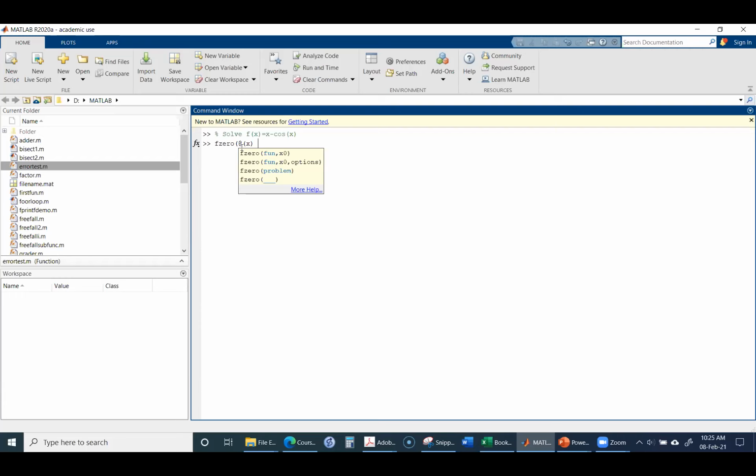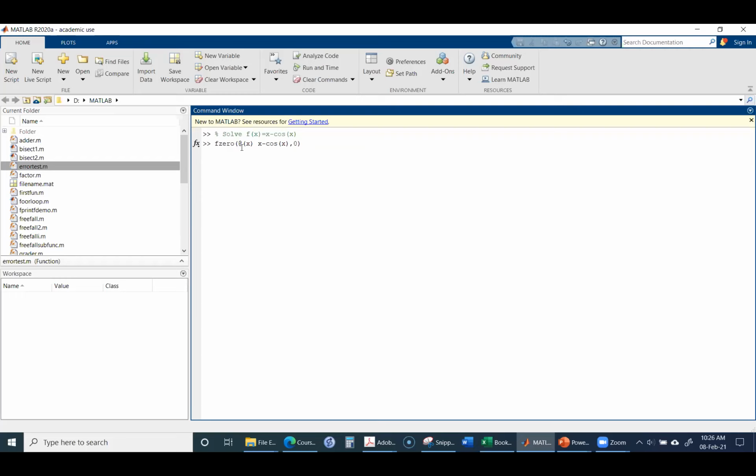And then you will put a space, and then in this case, you will put the equation. So x minus cosine of x. So this will be the equation. Okay. So this is the first argument for the fzero function. Next, we have to provide some guess. Okay. So in this case, maybe I can provide a guess of 0. And then I close it.